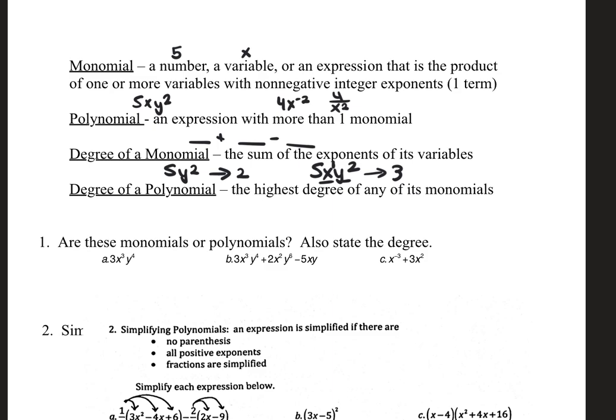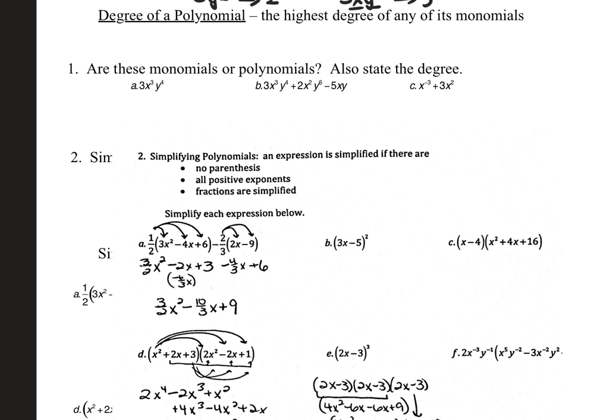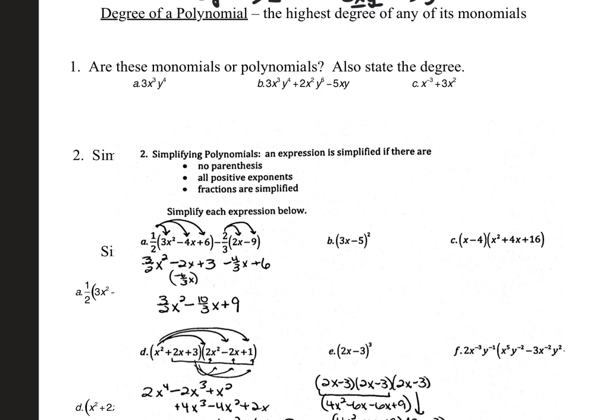So let's take a look at some examples with that. Are these monomials or polynomials, if either, and then also state the degree. So if you look at A, there's no pluses or minuses. It's a single term, so we would refer to that as a monomial. And since there's more than one variable, the degree comes from adding the exponents of the variables. So 3 plus 4, the degree would be 7.